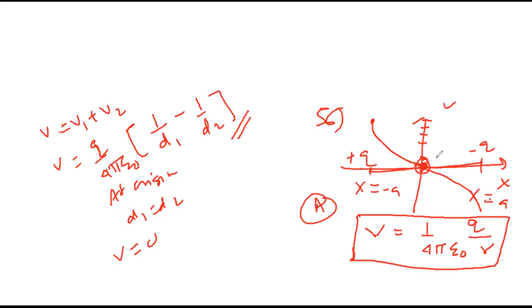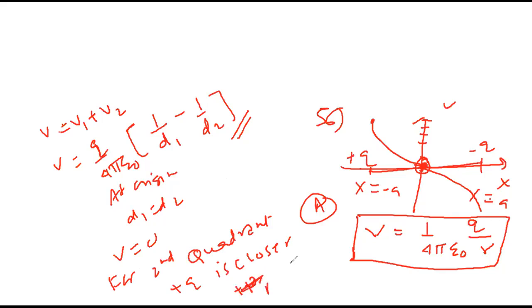Now for the second quadrant, the positive charge is closer, correct? Therefore the positive potential is greater than negative. So the answer will be positive here, that is why it is here. Okay. And in the third quadrant it will be negative.